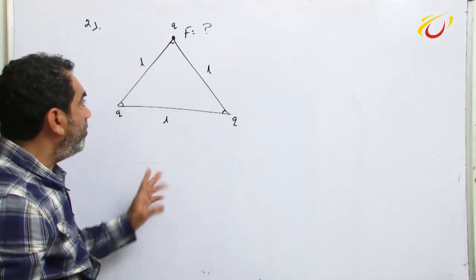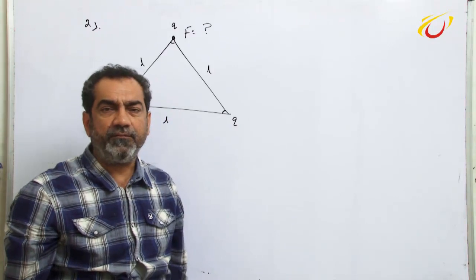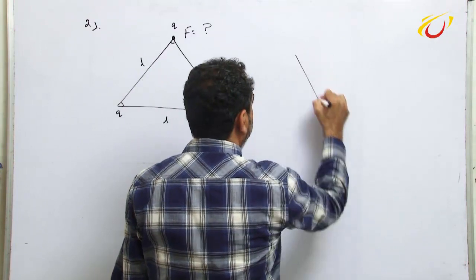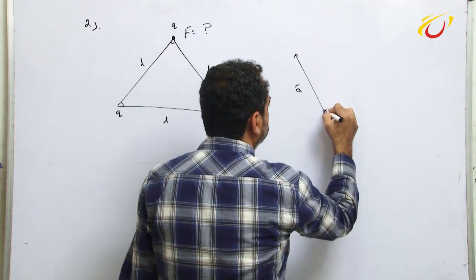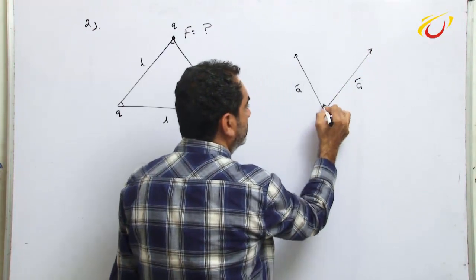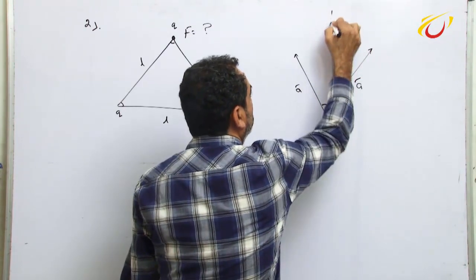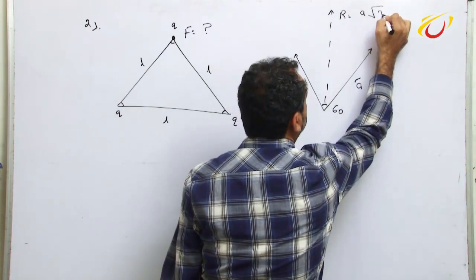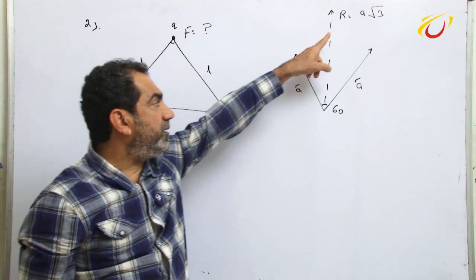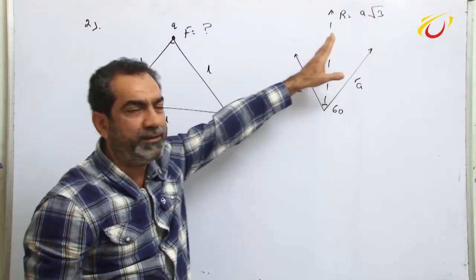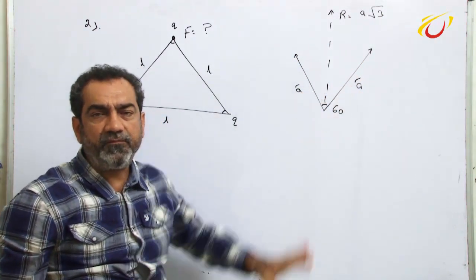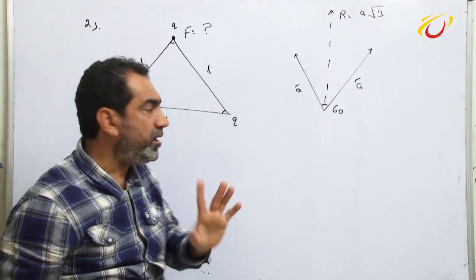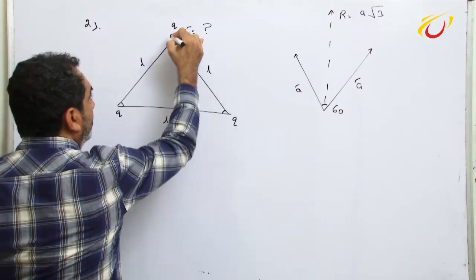Before going to start this, we will speak about some basic vector rules. Suppose this is vector A, and the same vectors are 60 degrees apart. The resultant vector magnitude will be A root 3. It comes from the parallelogram law. Of course, we are not going into that depth here. R is equal to A root 3. Remember.